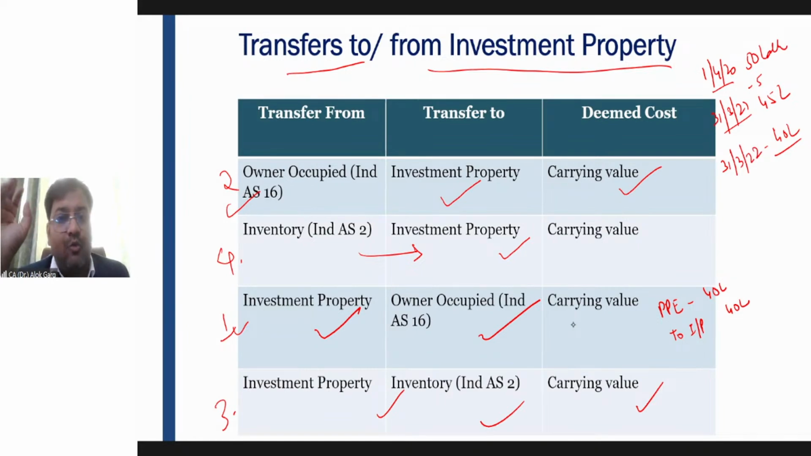So although Koshiki, your question is not related to Ind AS 40, but yes, if it is between Ind AS 2 and Ind AS 16, either from 2 to 16 or 16 to 2, it will be at carrying value of the earlier asset, right?